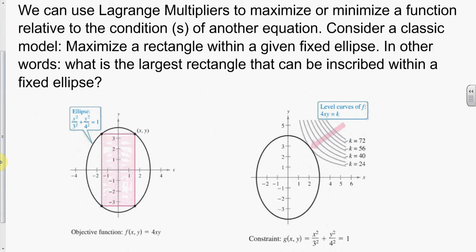Is there a go-between number between this equation 4xy and the x squared over 9 plus y squared over 16 equal 1? Is there a go-between number that's always constant? Lagrange said it is. We call it a Lagrange multiplier. We call it lambda.